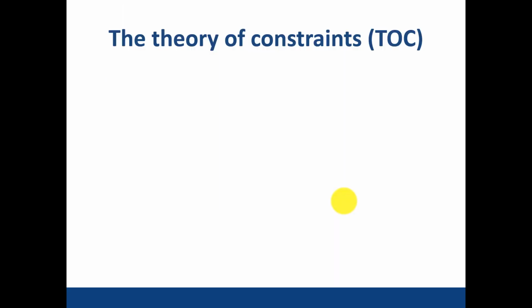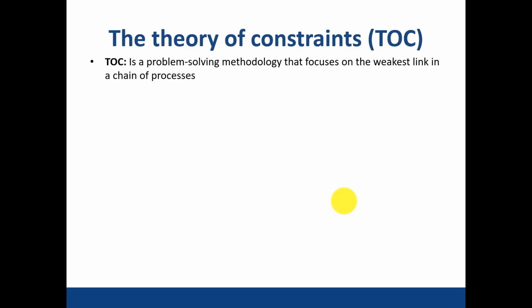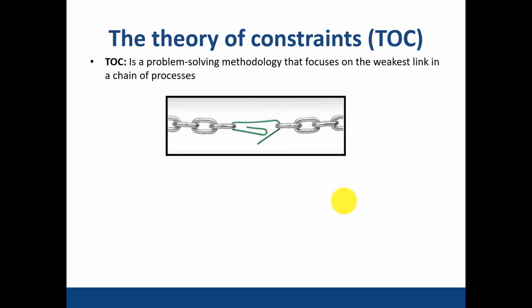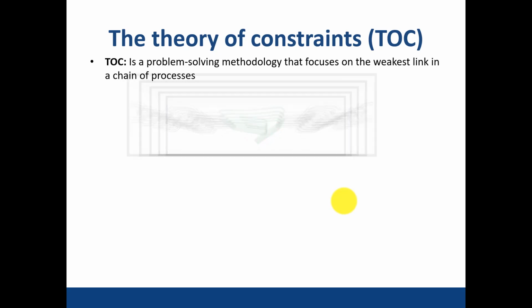Go for it. Okay, so theory of constraints is a problem-solving methodology, and it focuses on the weakest link in a chain of processes because, as they claim, the strength of any chain is defined by its weakest link. Think about it. You have a chain composed of iron links, and maybe one of these links is just made out of paper. You pull that chain, and what's going to happen? It's going to break. And where? I guess you know where the paper is. So the weakest link defines everything, the weakness of the company.